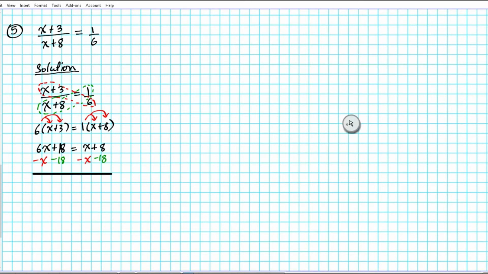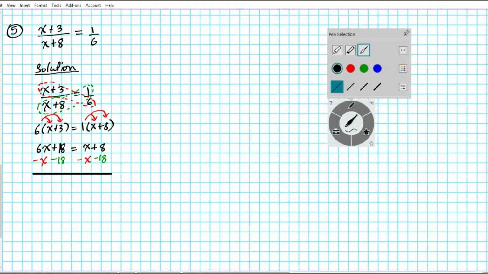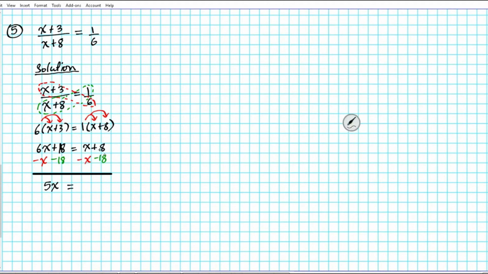And the final result is going to be, so 6x minus x is 5x. Positive 18 minus 18, that adds up to 0, equals x minus x is 0. 8 minus 18, the signs are different, so you subtract and keep the sign of the bigger, so it's going to be negative 10. Alrighty.